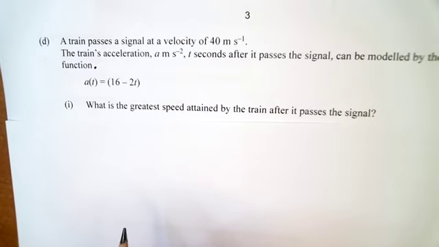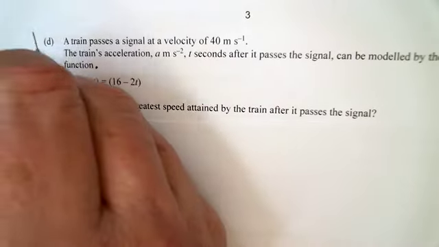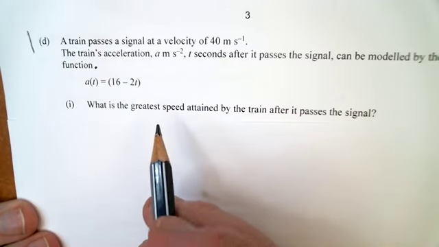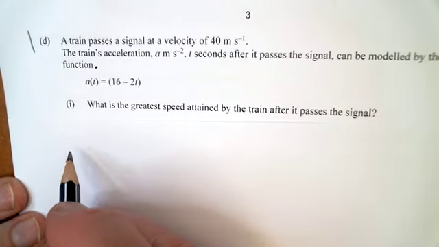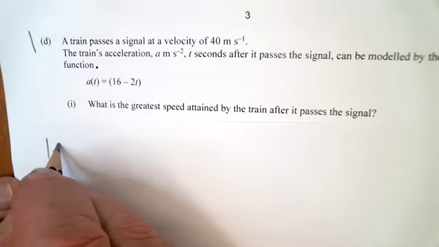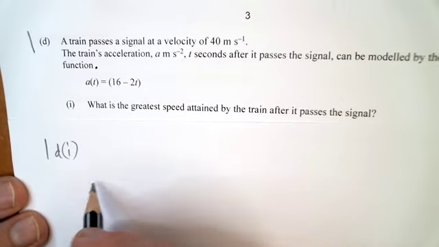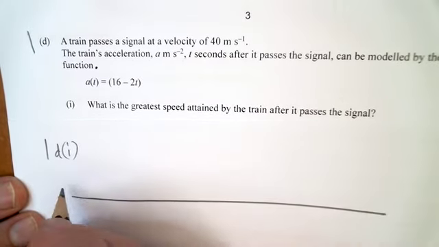All right, so question 1D says a train passes a signal at a velocity of 40 meters per second. So I'm going to do this again on a separate sheet of paper. This is 1D, part 1. So we've got a train passes a signal.